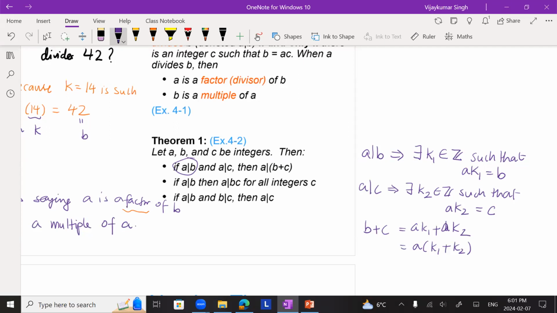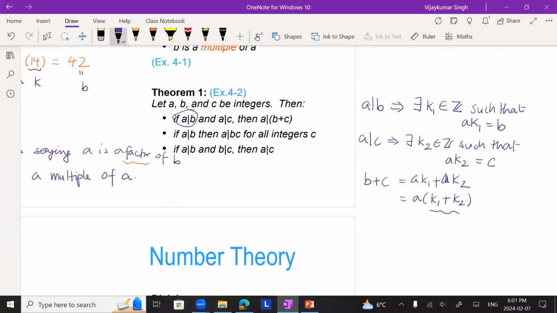And now we are going to replace this by what? This is the same as AK, where K equals K1 plus K2 belongs to Z, right? This is true: if you take one integer and another integer and add them, you get an integer. So this implies A divides B plus C.